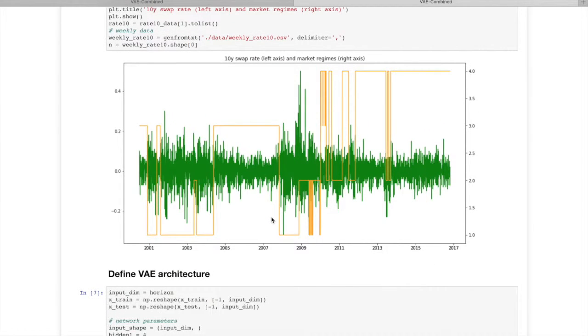We can actually visualize what the data looks like. In green, we have the time series of the daily changes in the 10-year swap rate, and in orange, we have the regimes as coded by their labels, 1, 2, 3, and 4, shown on the right axis. For example, the beginning period starting in July 2000 is a period of relatively low volatility when rates are high, so the corresponding regime is 3.